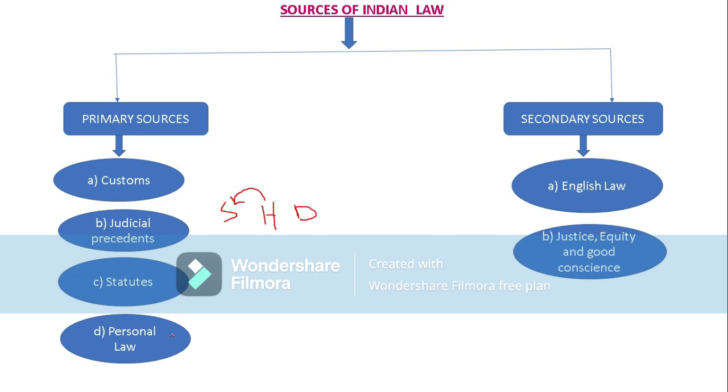Why? Because in personal law, we have personal laws of Hindus, Mohammedans, and Christians. In each and every religion, they follow different principles. For example, in marriage, Muslims can marry any number of wives. They can marry any number of times. But in the Hindu religion it is not like that. Likewise in Christianity also.